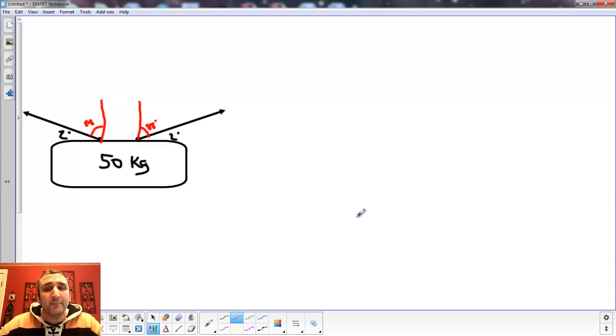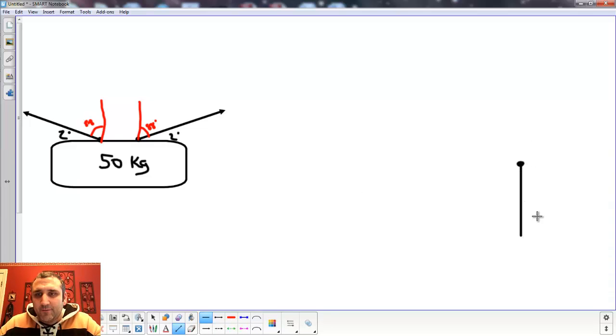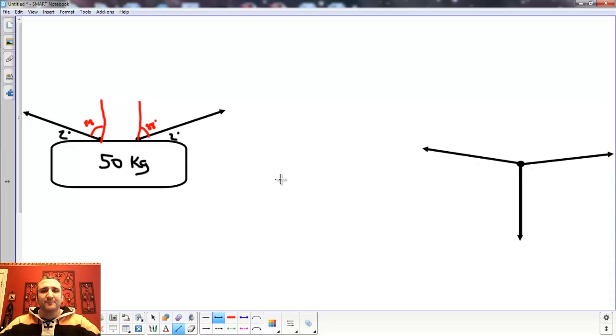All right, I hope you finished up, and why don't we go ahead and actually start the free body diagram. So we'll give our dot, and we know we've got 50 kilograms down, and we got two sources of tension. So let's give us a down arrow, and then two tension forces. Let's make it like it is, barely above horizontal. Fair enough?